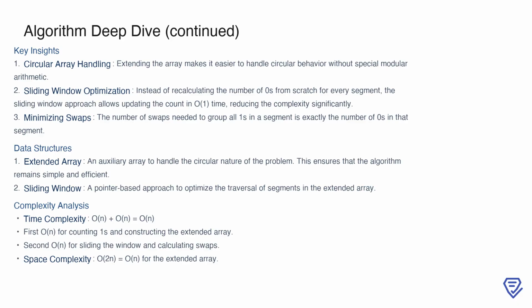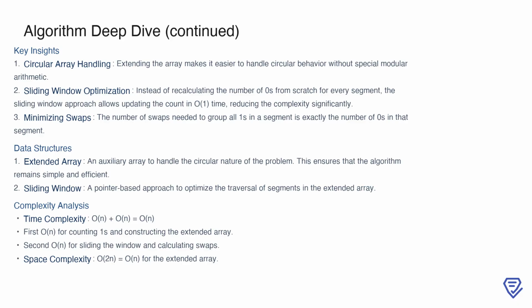Second, the sliding window technique significantly optimizes the traversal of segments, as it allows us to update the count of zeros in constant time rather than recomputing it for every segment. Finally, the number of swaps required to group all ones in any segment is directly equivalent to the number of zeros in that segment, simplifying the logic.